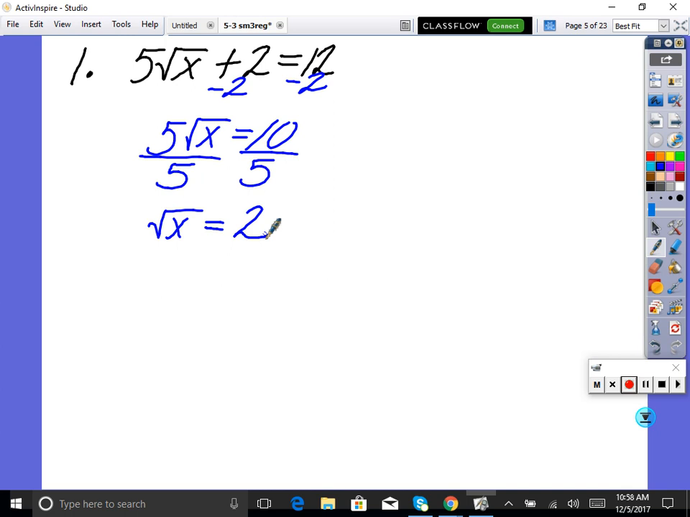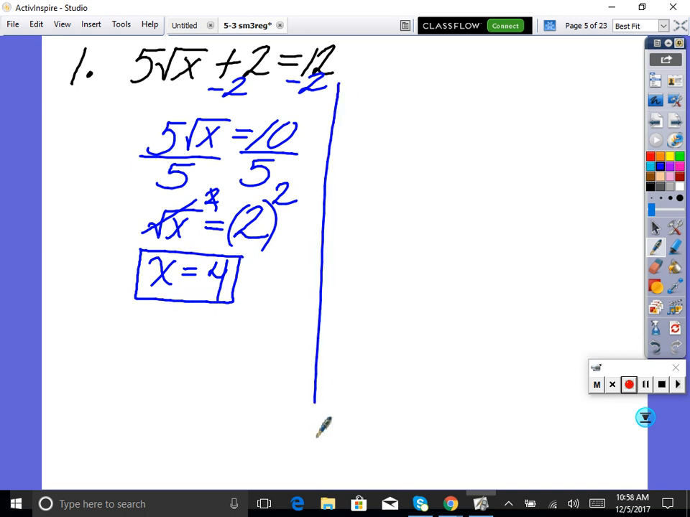Solve for x. Now we can undo our radical. What undoes a square root? A square. So look, root cancels out with power. So x equals, I would use parentheses, 2 squared, which is 4. And there's our solution. So it's just algebra. Very straightforward algebra. Now watch, let's check it.